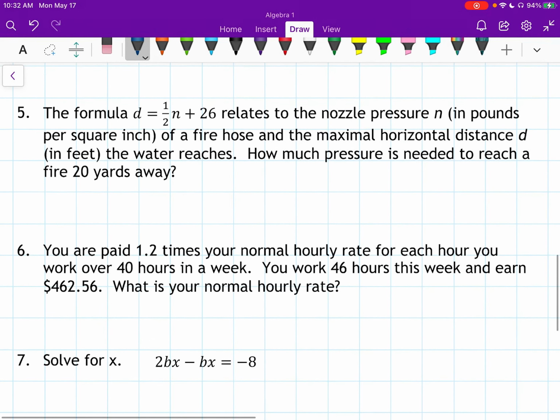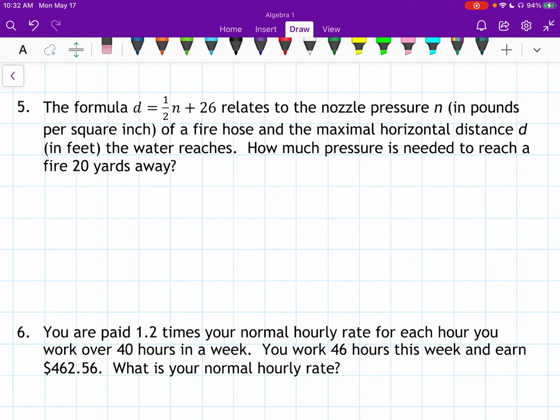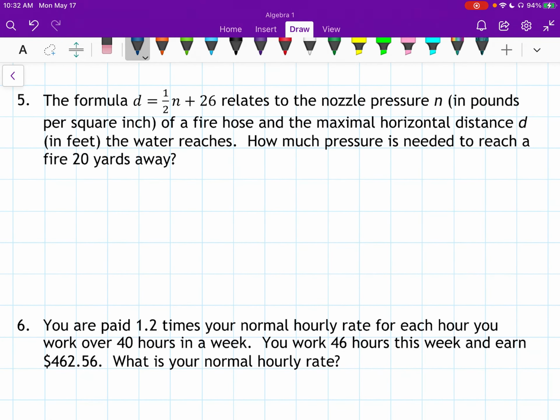Number 5. The formula D equals 1/2 N plus 26 relates to the nozzle pressure N in pounds per square inch of a fire hose and the maximal horizontal distance D in feet the water reaches. How much pressure is needed to reach a fire 20 yards away? All right, so we have two variables here. We've got D, that stands for distance, and N, that stands for nozzle pressure, or pressure.